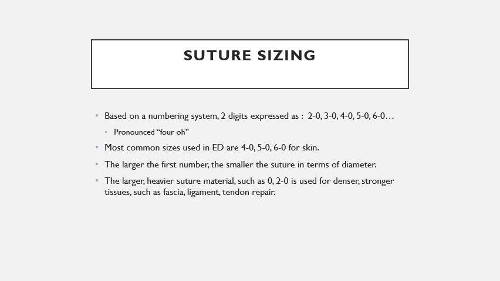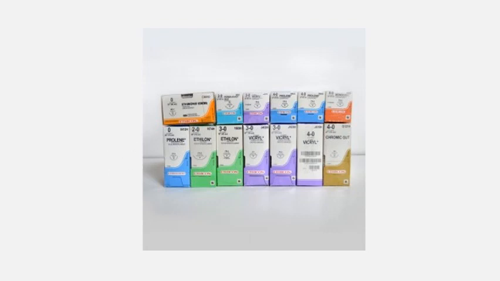The larger, heavier suture material, such as 0 and 2-0, is more commonly used for denser, stronger tissues such as fascia, ligament, or tendon repairs. And then this is just some examples of different sutures and their suture sizes.